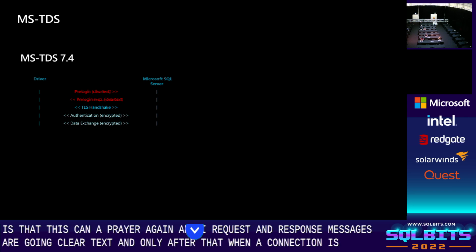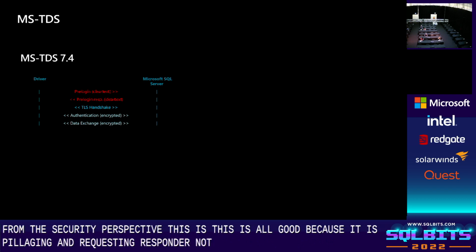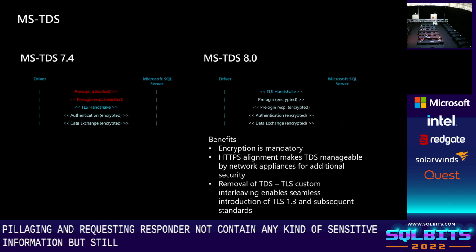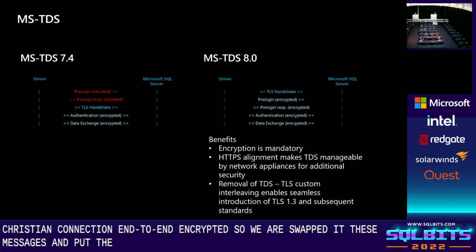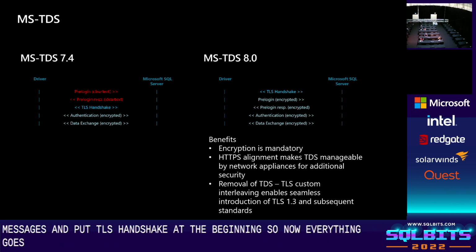From the security perspective, this is all good because these pre-login request and response messages do not contain any sensitive information. But still, we wanted to make the whole TDS connection end-to-end encrypted. So we swapped these messages a bit and put the TLS handshake at the beginning. Now everything goes encrypted.